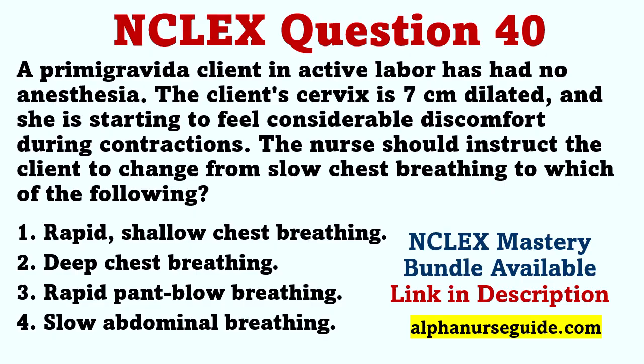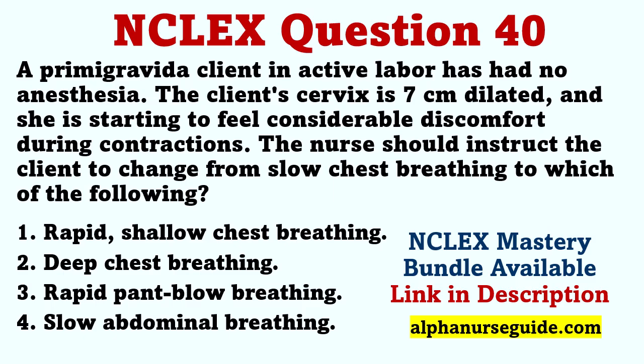A primigravida client in active labor has had no anesthesia. The client's cervix is 7 centimeters dilated, and she is starting to feel considerable discomfort during contractions. The nurse should instruct the client to change from slow chest breathing to which of the following? 1. Rapid, shallow chest breathing. 2. Deep chest breathing. 3. Rapid pant-blow breathing. 4. Slow abdominal breathing. The correct answer is 1.